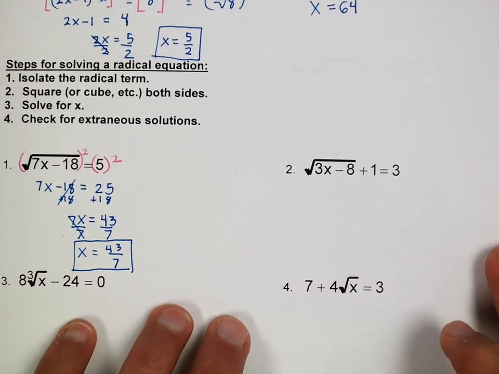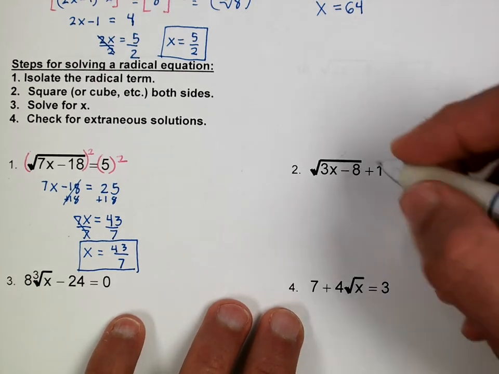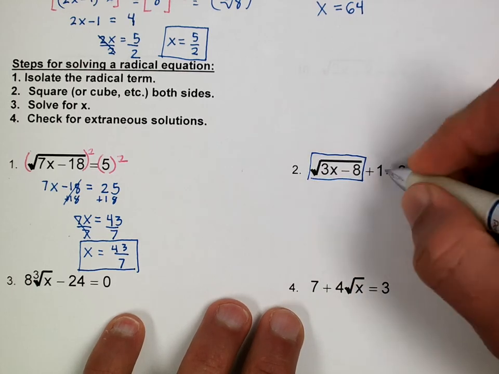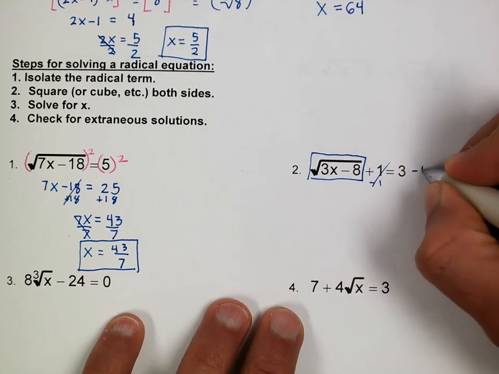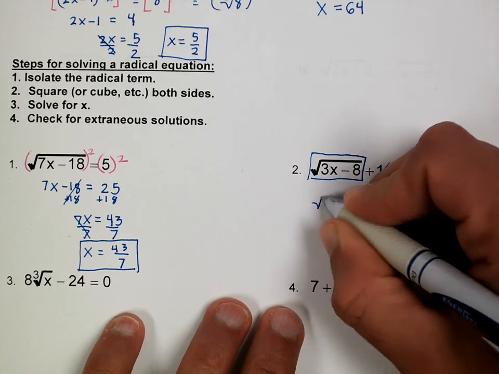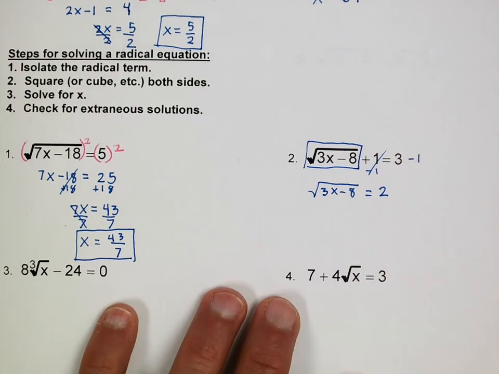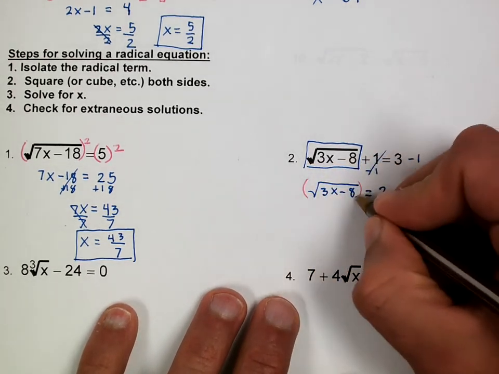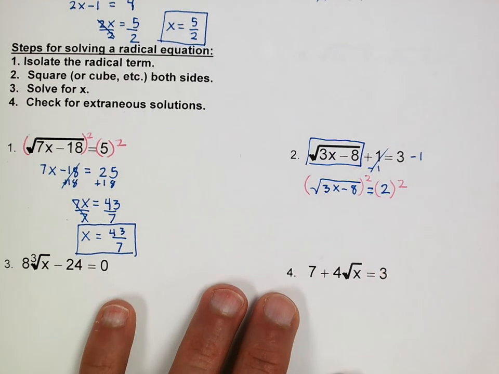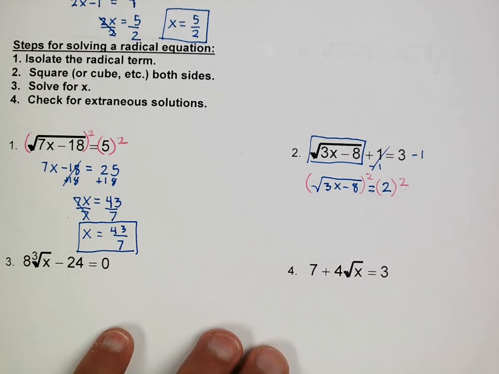Again, steps are very similar to the rational exponents. I want to isolate the radical, which means this, right? So I'm going to subtract the 1 from both sides. So this is going to give us the square root of 3x minus 8 is equal to 2, and then now I'm going to square both sides. Once the radical is isolated, you get rid of it by raising it to the power of 2 in this case, because this is a square root.